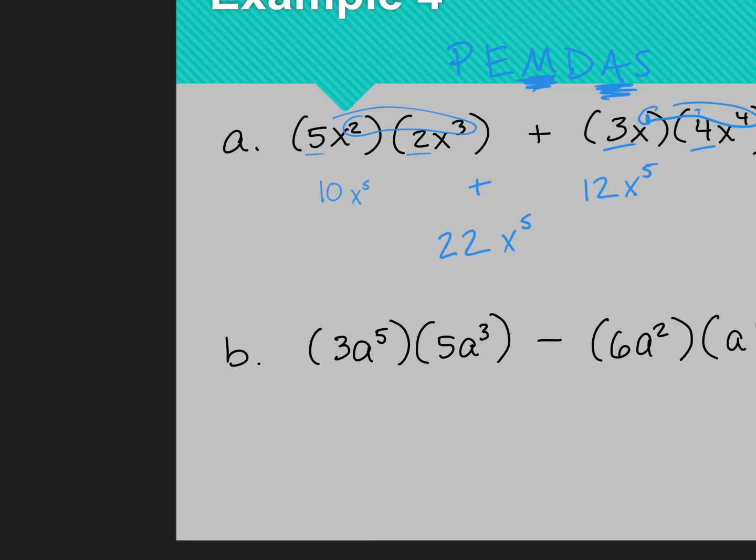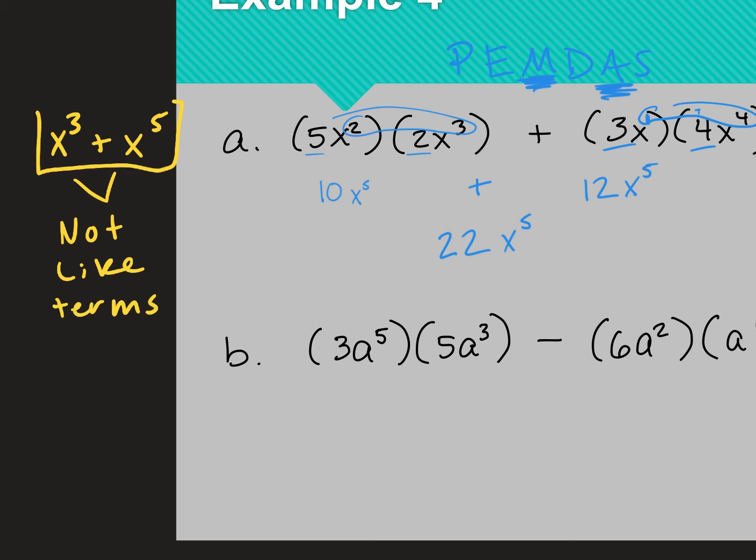Let me do that on the side here. If I had x to the 3rd power plus x to the 5th power, what would I do here? Can I do anything here? Nope. These would be not like terms. So you can't add them. So this would be our answer. So the exponents have to be the same in order to add them. So just like we had x to the 5th power, x to the 5th power, that's why we can add the coefficients together, because our exponents are the same. If they're not the same, you can't add them together.